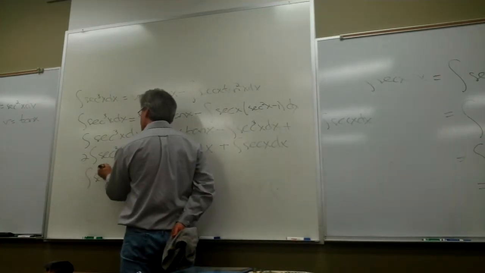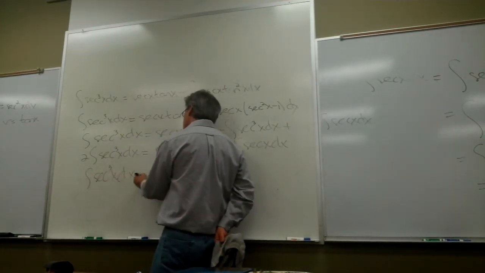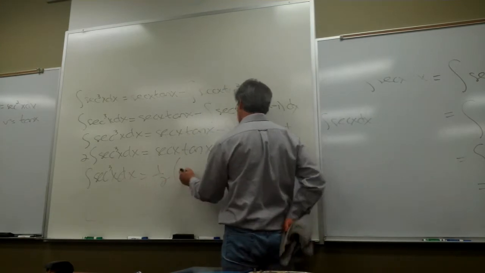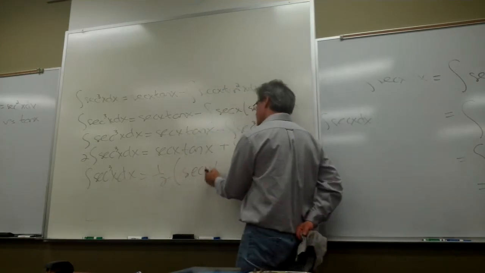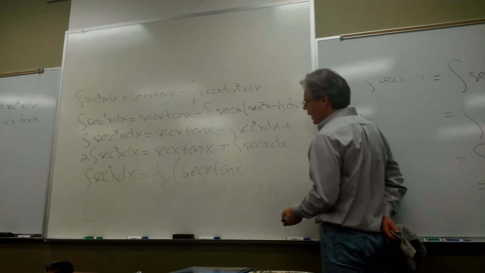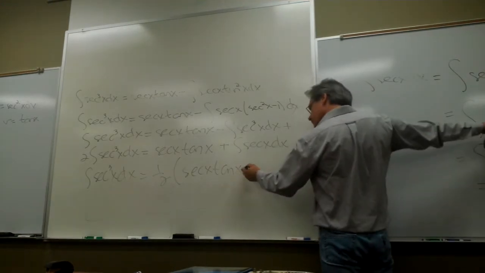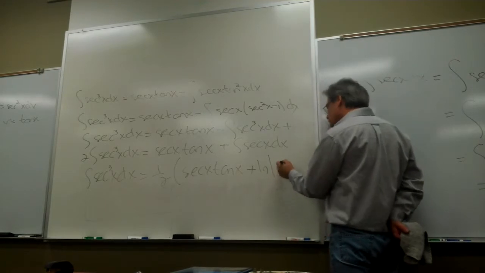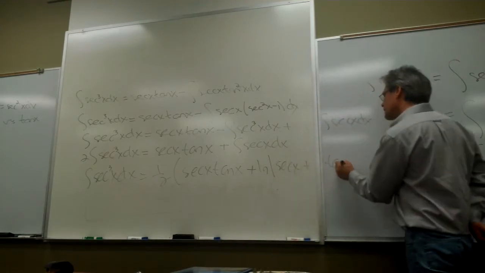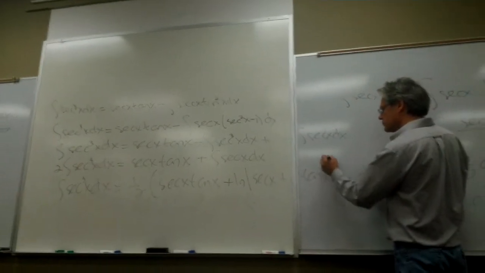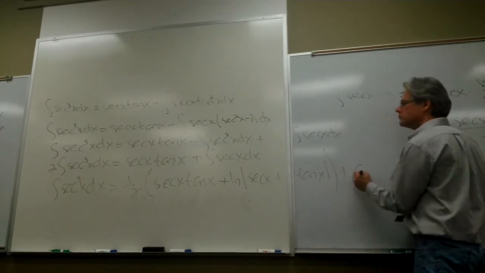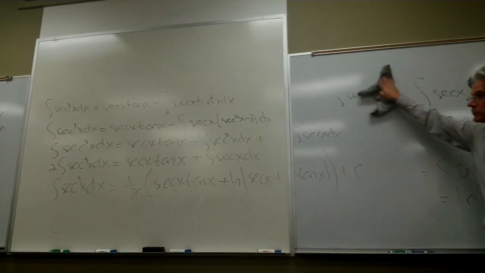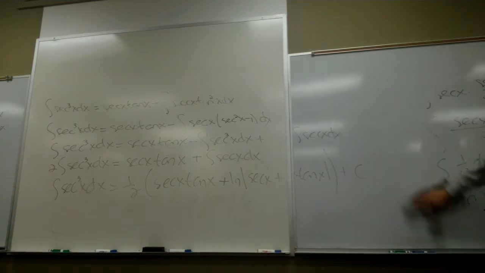And I see the integral that I started off with is nothing more than 1/2 times the secant of x tangent of x, plus the natural log of the absolute value of the secant of x plus tangent of x, plus C. It's there.